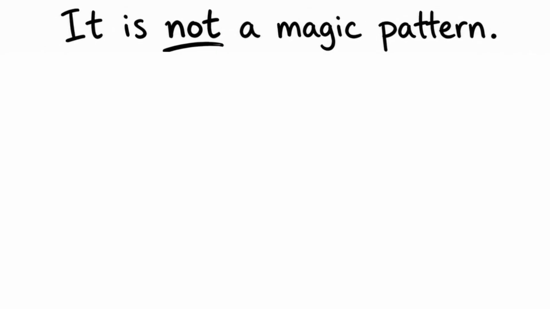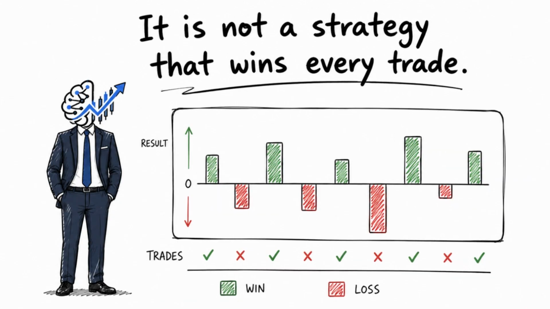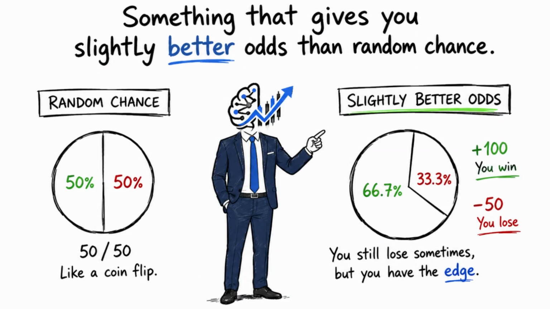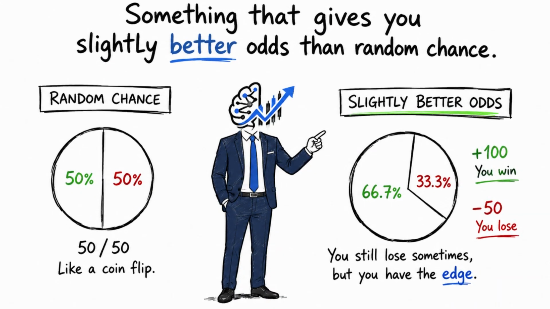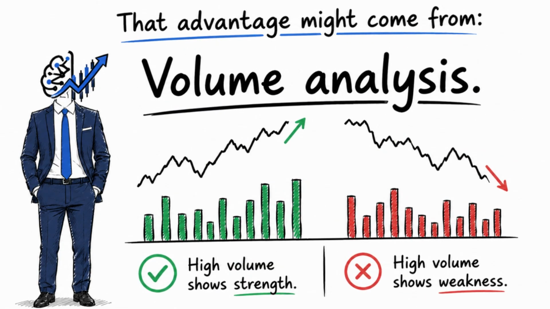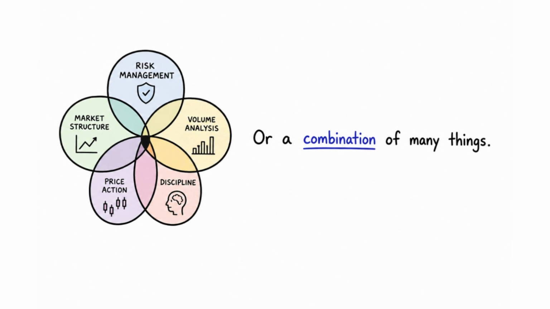So what is an edge? An edge is not a secret indicator. It is not a magic pattern. It is not a strategy that wins every trade. An edge is simply a repeatable advantage, something that gives you slightly better odds than random chance. That advantage might come from risk management, market structure, volume analysis, price action, discipline, or a combination of many things.